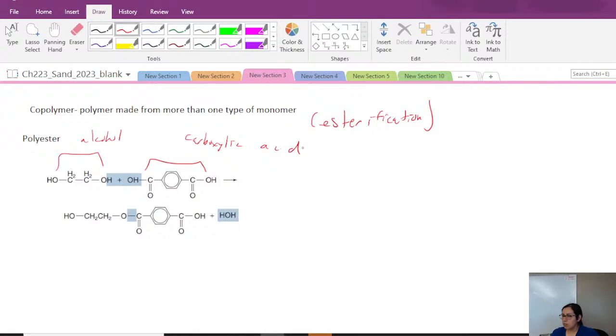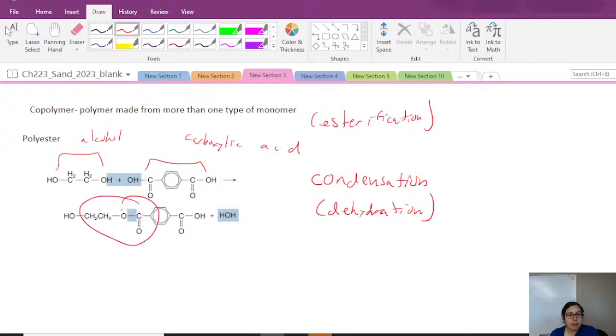And so what else can we call this reaction where we make water? What type of reaction is that? Yeah, dehydration, or what's the other name for it? It's more commonly used. Condensation. So condensation reaction, I'll put dehydration in parentheses. But basically you're losing water, so that's the big key to these reactions.